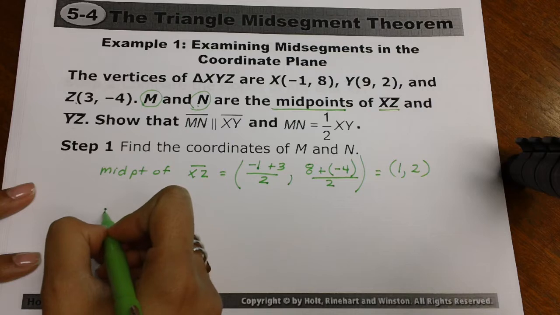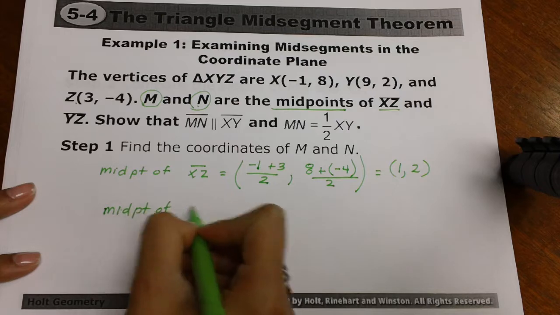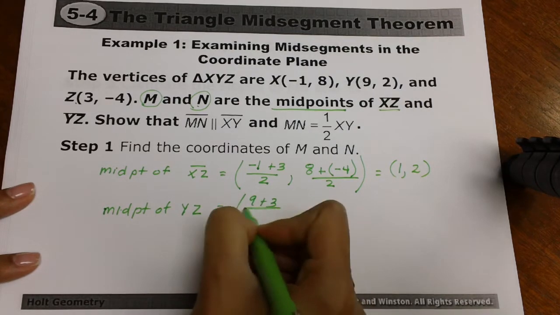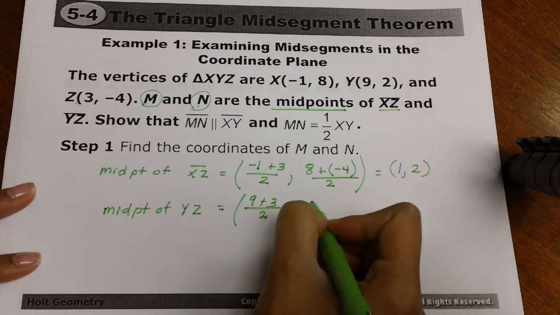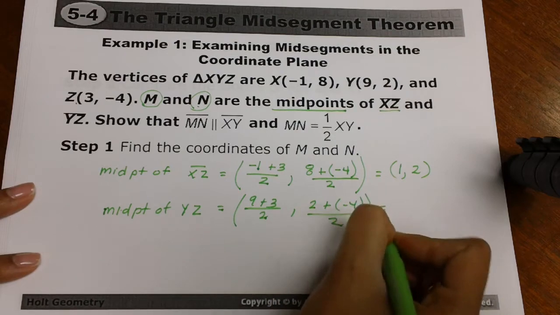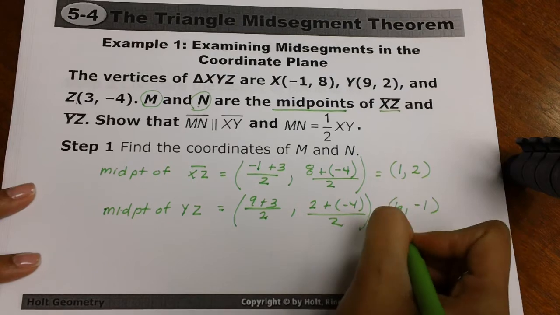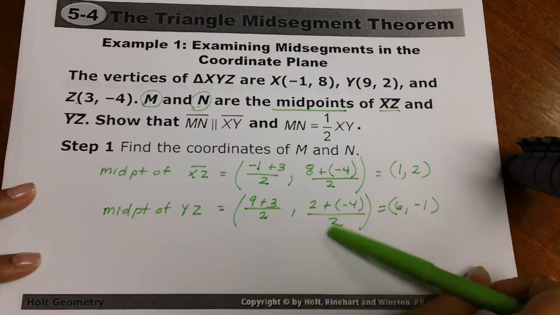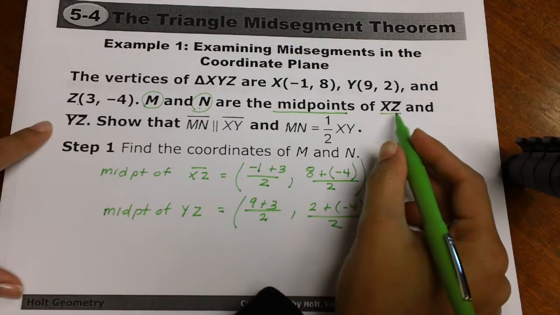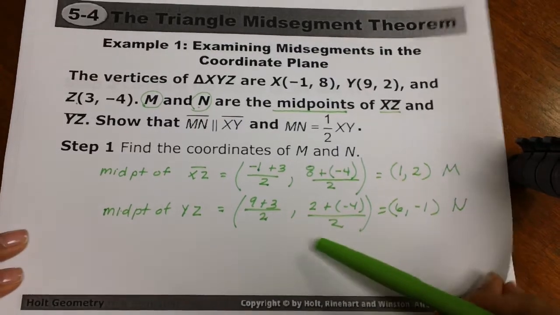And then we also need to find the midpoint of YZ, which should be 9 plus 3 over 2 and 2 plus -4 over 2. And if I work that out, that will give me (6, -1). Alright, so these two points that we found are the coordinates of M and N.